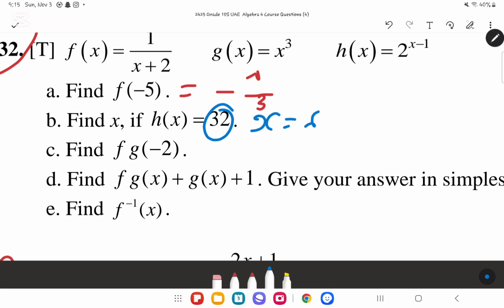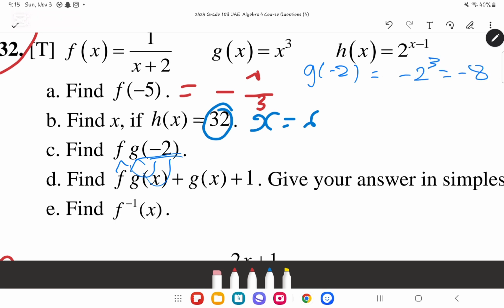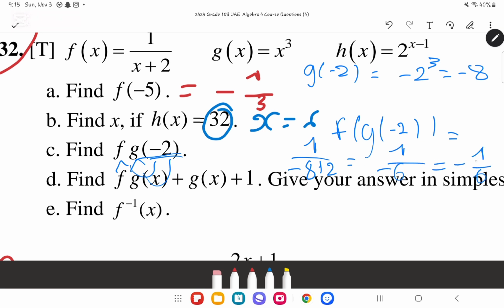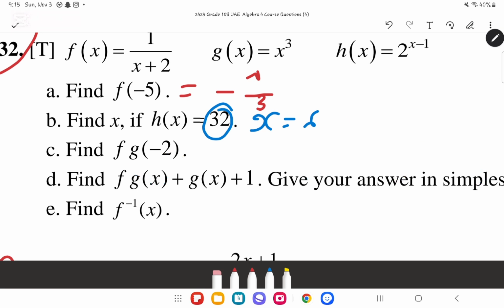For part C, very simply, we only need to substitute minus 2 into g, and then substitute it again into f. So g of minus 2 is minus 2 to the power of 3, which is minus 8. Then we substitute it in f, so f of g of minus 2 is equal to 1 over (minus 8 plus 2), so 1 over minus 6, so we can write it as negative 1 over 6. So for part C, our answer is negative 1 over 6.